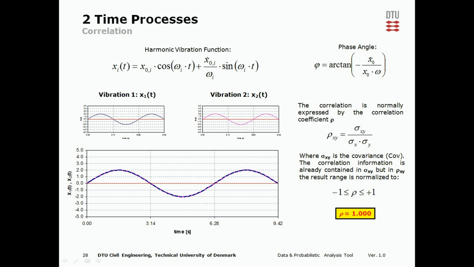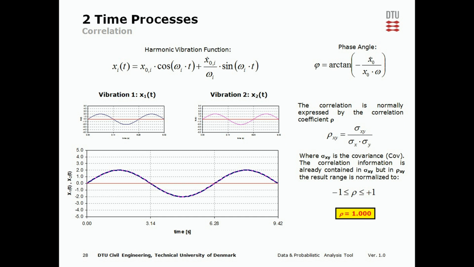Let's have a short look at the relation between the two time histories and the correlation coefficient we can calculate from the two time histories. The correlation coefficient is calculated as the ratio of the covariance between the two time histories and the product of the standard deviation of each individual time history. So the correlation coefficient now indicates how much the variations in the one and the other time history are related to each other.